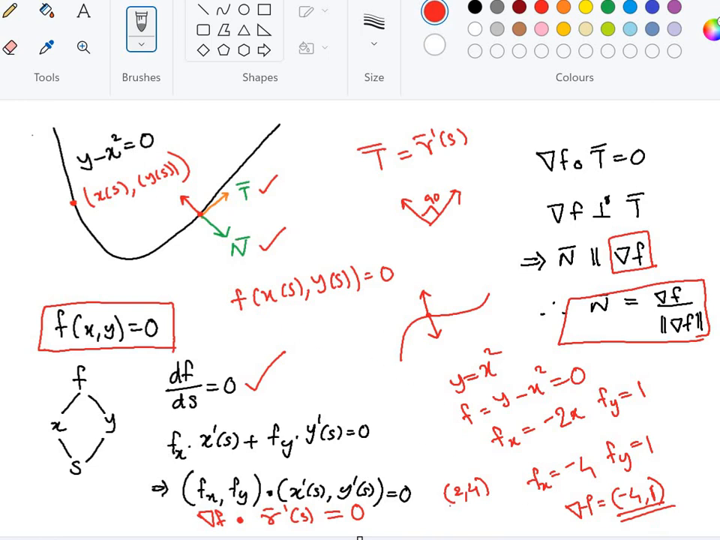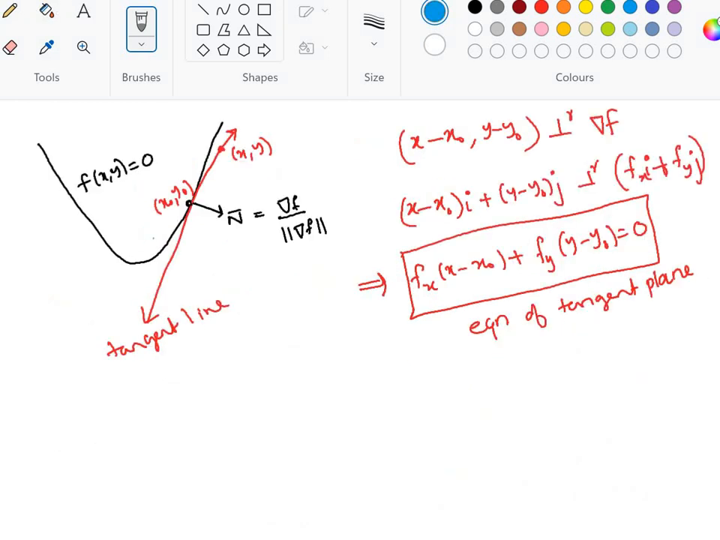So at that particular point 2 comma 4, the normal vector can be taken as minus 4i plus 1j, minus 4i plus 1j. And the unit normal vector, that is n cap, can be taken as this minus 4i plus 1j divided by its length. What is the length? Length is root of 16 plus 1, so root 17. Okay, so this is how we find the normal vector and unit normal vector in the case of a plane curve.